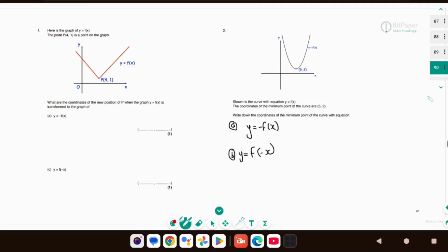Let's practice a few questions on this topic. Well, when we're multiplying the function by a minus or multiplying the input by a minus. So we've got minus f of x here. This is a reflection in your x-axis, affects the y-coordinate, 4, -1. F of minus x is a reflection in the y-axis, affects the x-coordinate, -4, 1. Minus f of x for part A, reflection in the x-axis, affects your y-coordinate, and vice versa.